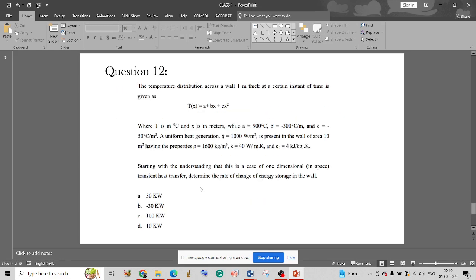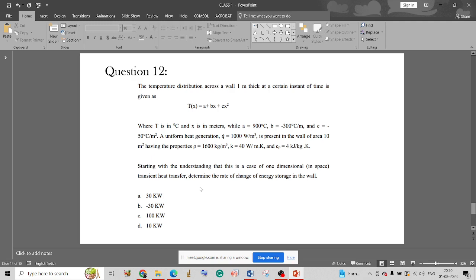Okay. The temperature distribution across a wall 1 meter thick at a certain instant of time is given as T = A + Bx + Cx², where T is in degrees Celsius and x is in meters. A is equal to 900 degrees Celsius, B is minus 300 degrees Celsius per meter, and C is 50 degrees Celsius per meter square.